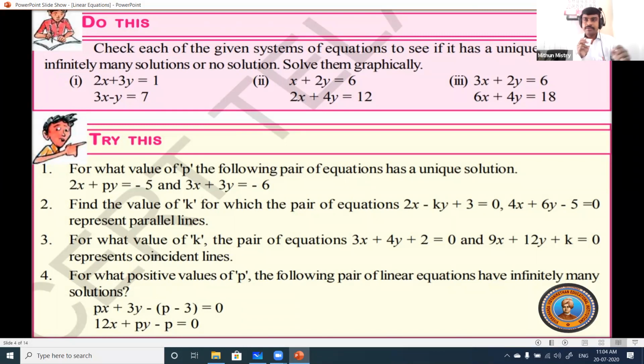Sir, very difficult question you have asked. Dependent. Yeah, Manpreet Singh, they are dependent. Very good, I appreciate you. But I want the value of P. They are dependent.